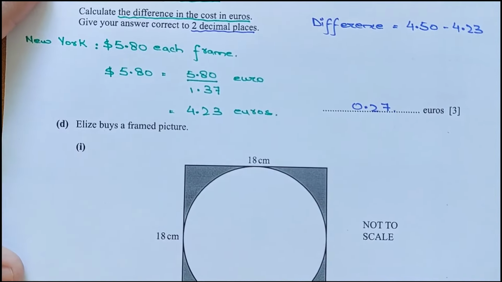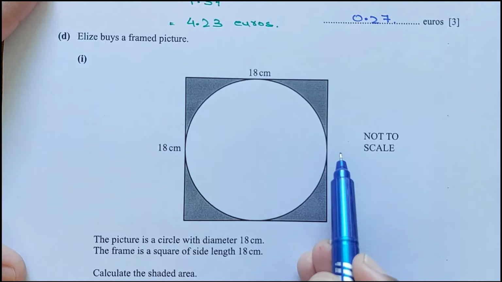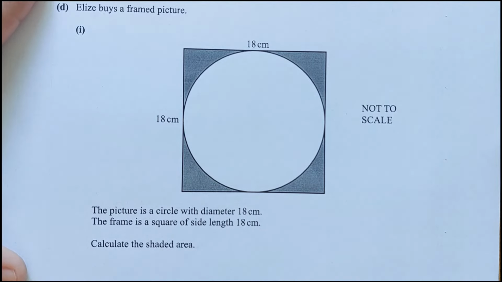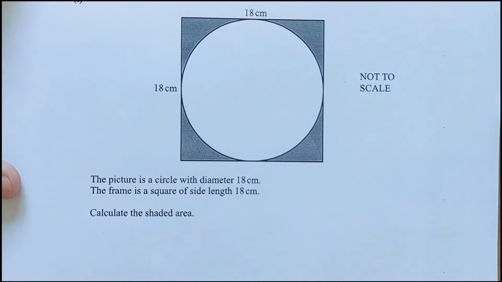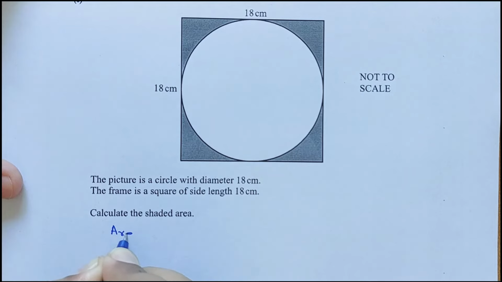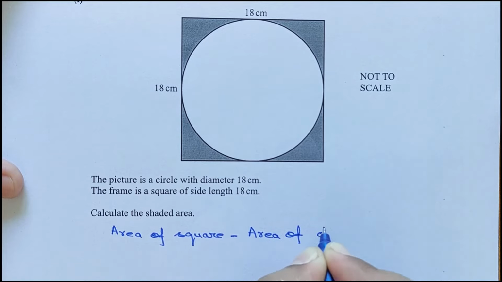Now for part D, Elise buys a framed picture. Number 1, the picture is a circle with a diameter of 18 centimeters. The frame is a square with a side length of 18 centimeters. Calculate the shaded area. As you can see, the whole square is shaded, the circle is not. So we can say area of square minus area of circle to get the shaded area.